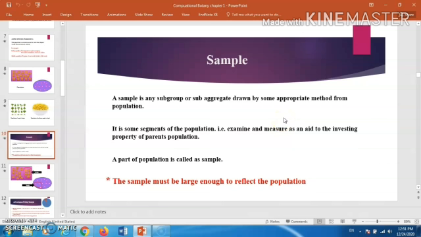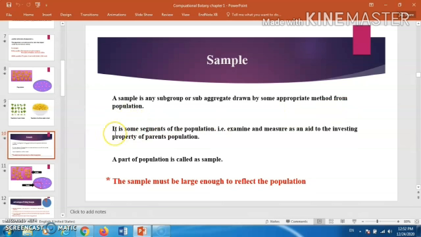For example, there is 1 kg of mithai in that showcase. So what does the vendor do? He offers you just a small piece of that mithai, and by tasting the small piece, you draw a conclusion about the 1 kg of mithai. So this is called a sample. The sample is any subgroup or subaggregate drawn by some appropriate method from the population.